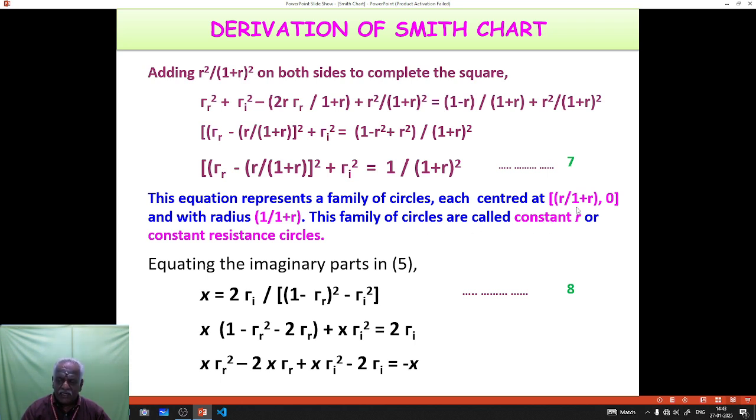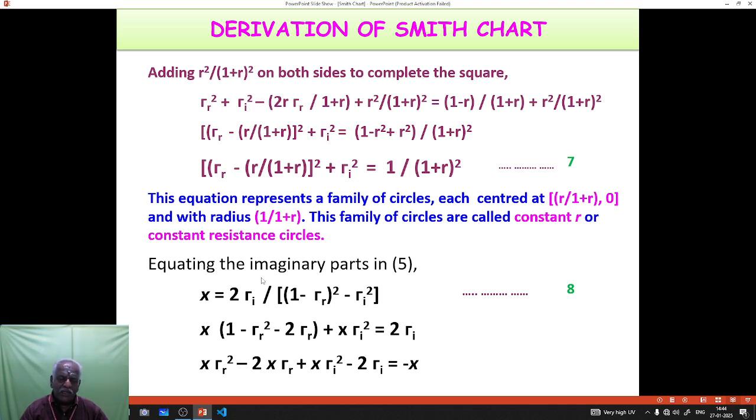For each value of r we are getting one circle, and this family of circles is called constant r circles or constant resistance circles, because we are now discussing the impedance chart. This is the first family of circles.